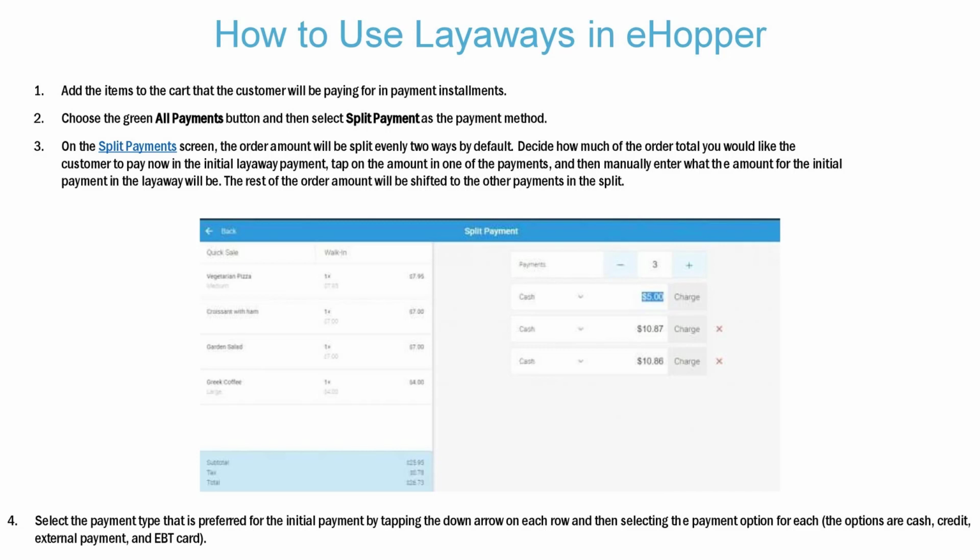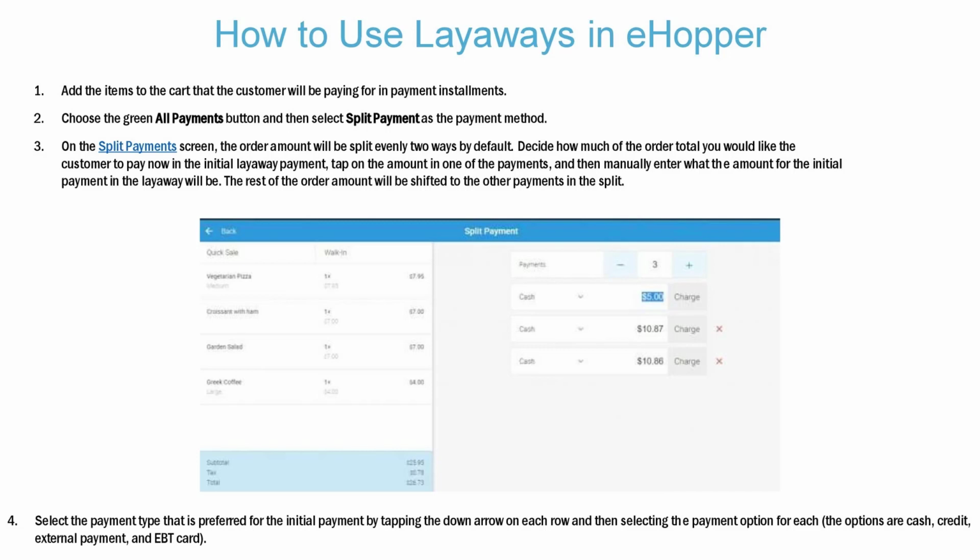Decide how much of the order total you would like the customer to pay now in the initial layaway payment. Tap on the amount in one of the payments, and then manually enter what the amount for the initial payment in the layaway will be. The rest of the order amount will be shifted to the other payments in the split.